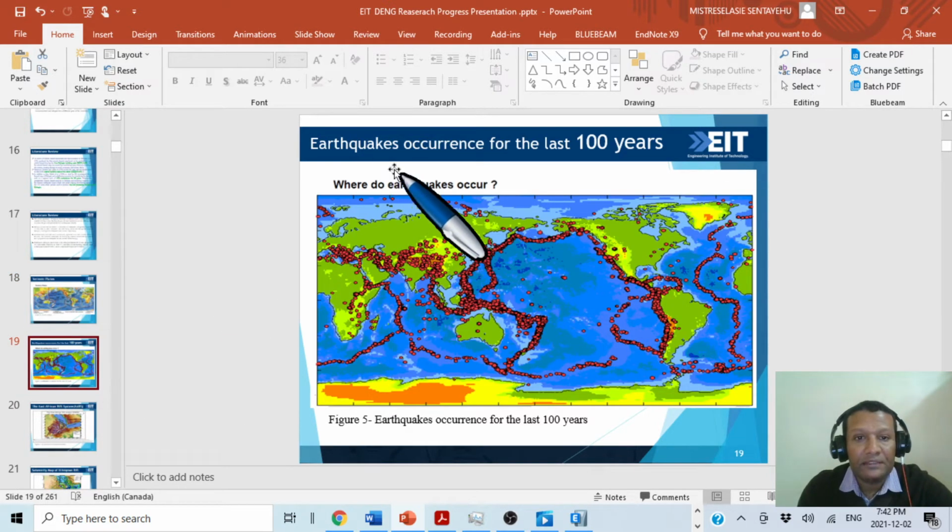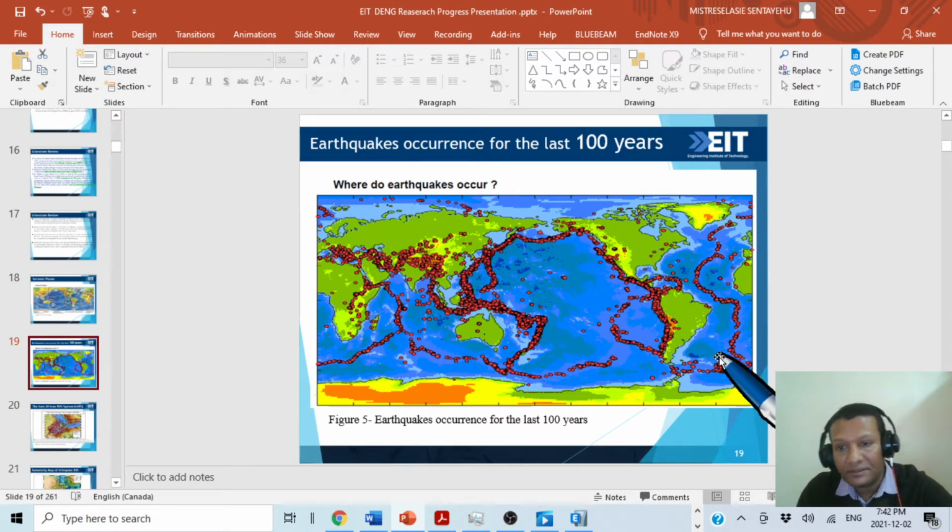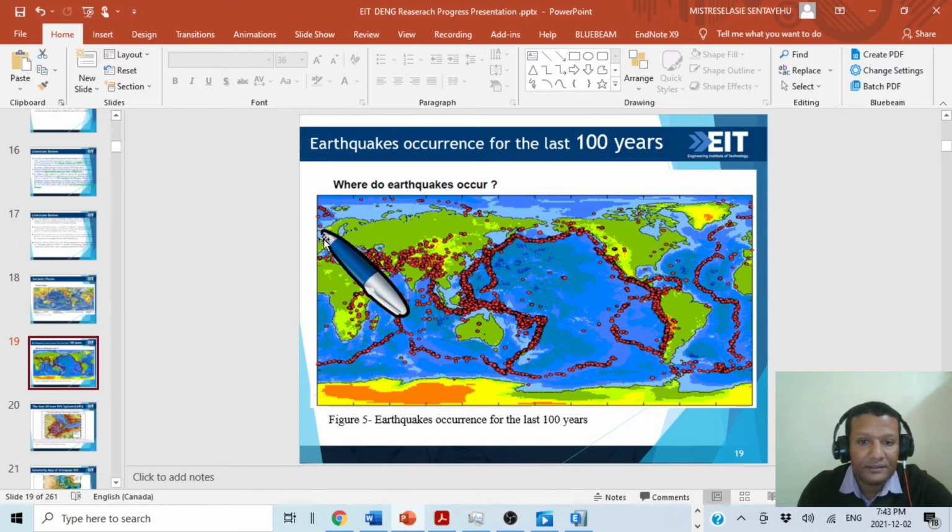This one is earthquake occurrence for the last 100 years. Just this one will give us some idea. The red ones are the places where earthquakes occurred. So as you can see, earthquakes occur at the plate edges. That's how they divided the plates. So these are the past 100 years in the world that were recorded.